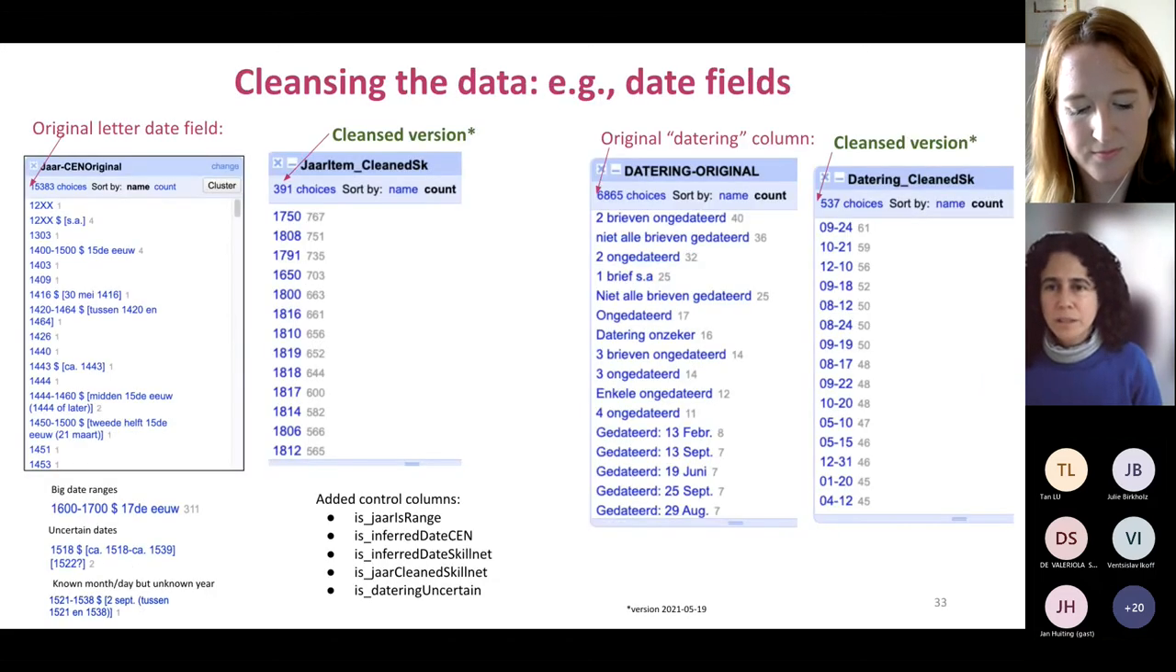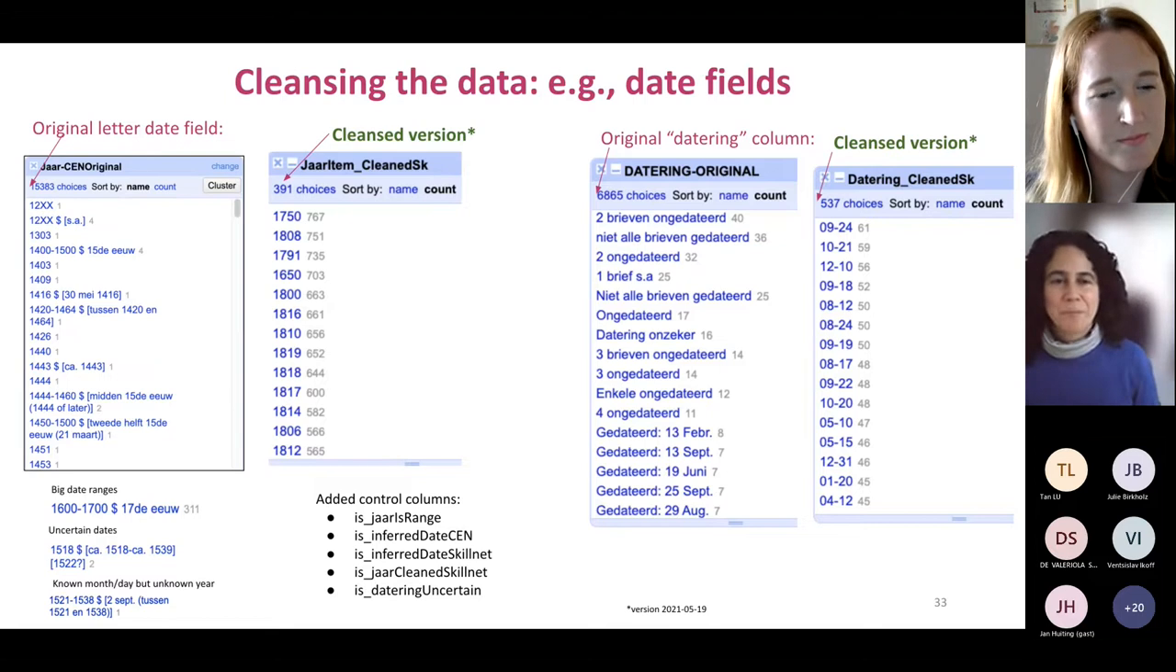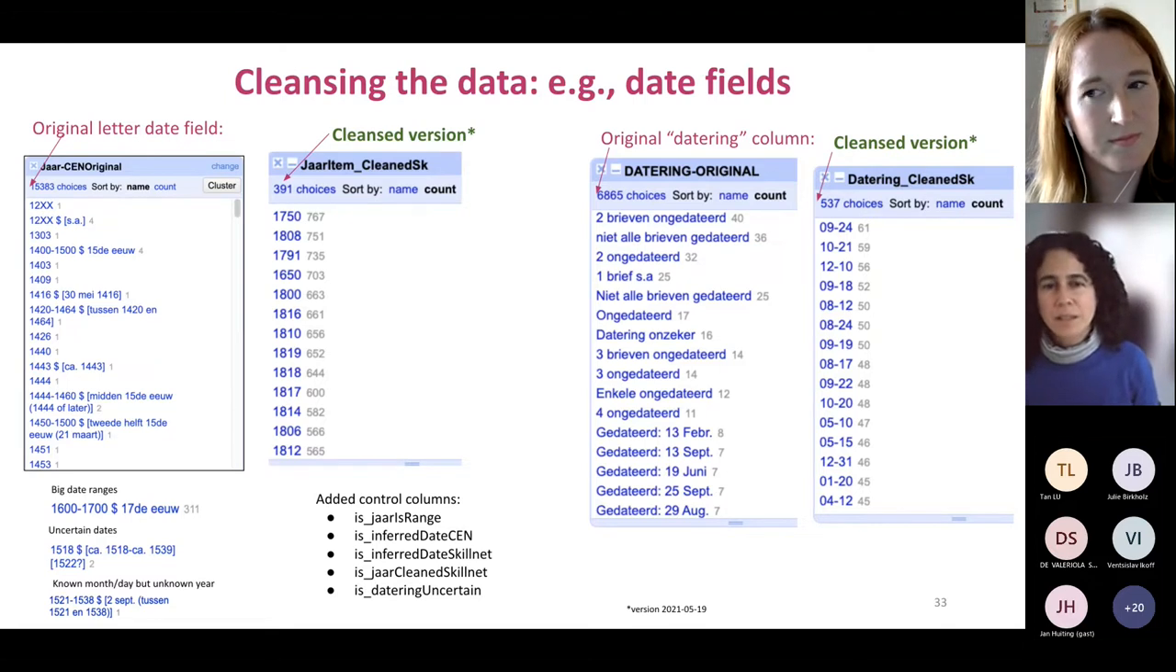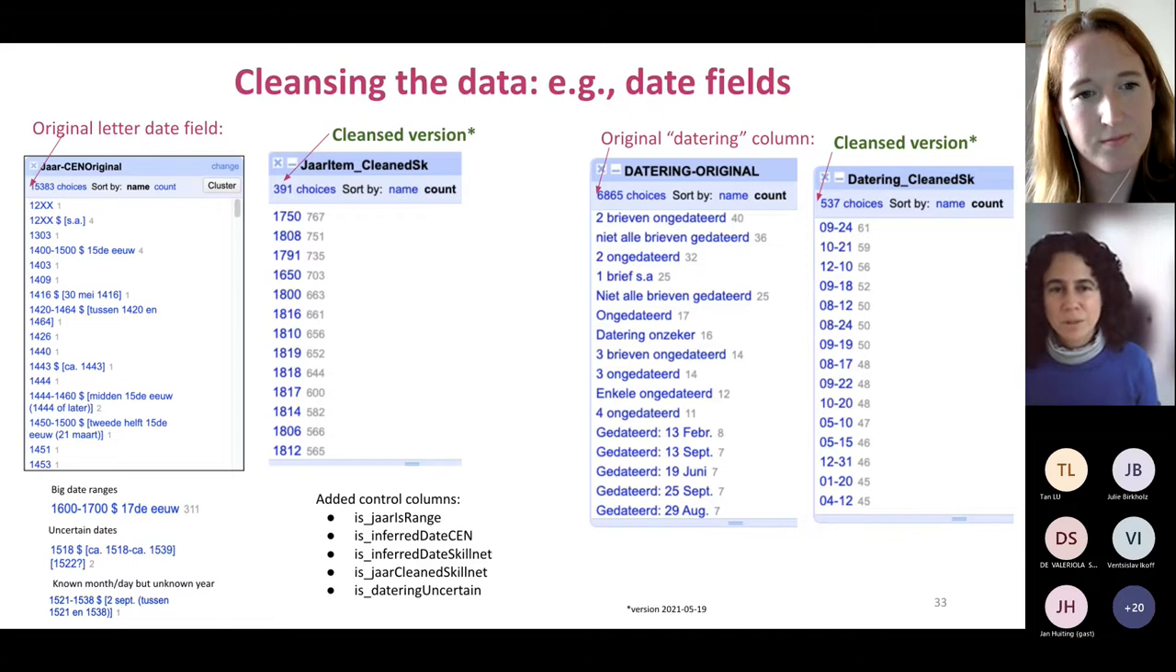So for instance, the date fields, you see again screenshots from OpenRefine. On the left side, or maybe your right side, the original date field contained 15,000 values for the dates. So that shows all catalogers use so many ways to describe this. So in some cases, days and months were added. In some cases, the word tusen, this and that. Uncertainty marks, all possible ways to enter. Sometimes the day is first and then the month. Sometimes the year is first, vice versa.